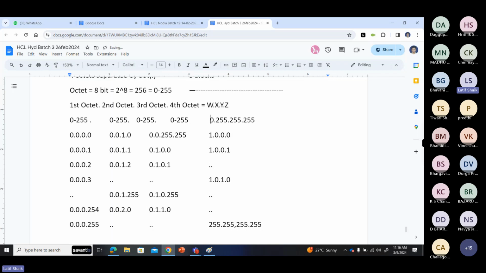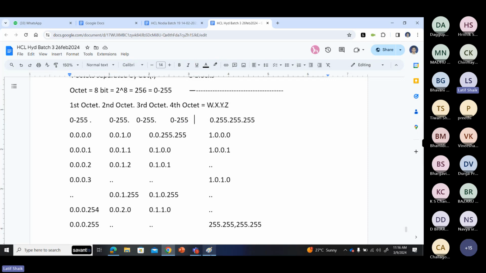This is different and this is different. We copied in different ways. Okay. The first octet range is 0 to 255. Second octet range is 0 to 255. Third octet is also 255. Fourth octet.